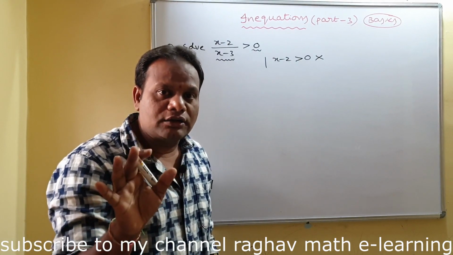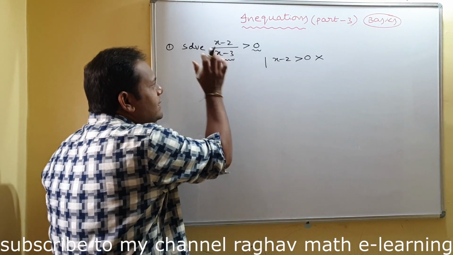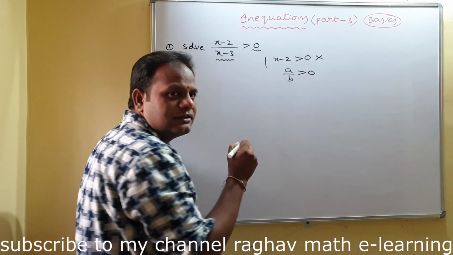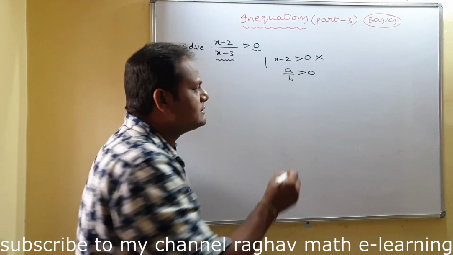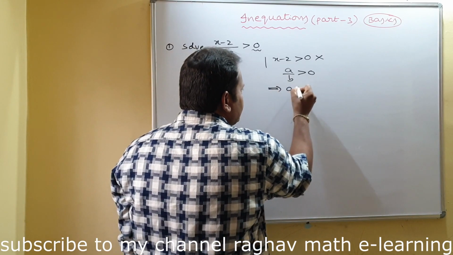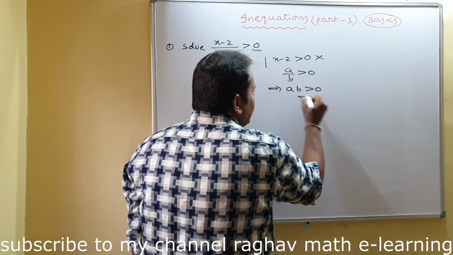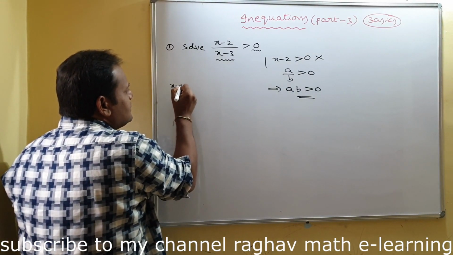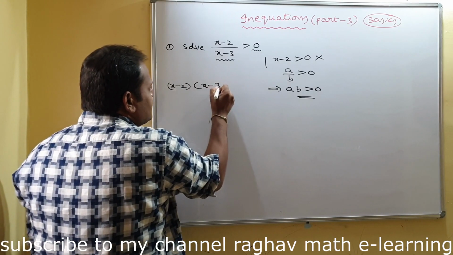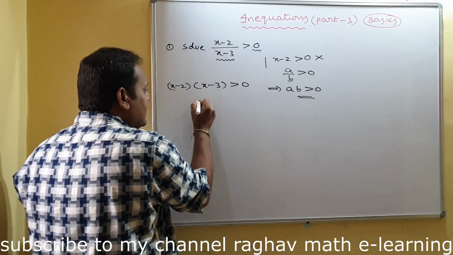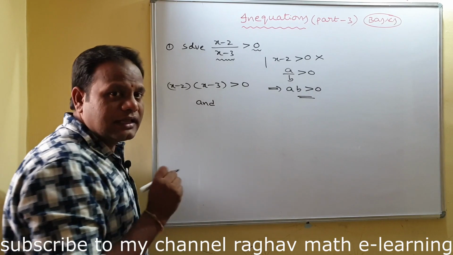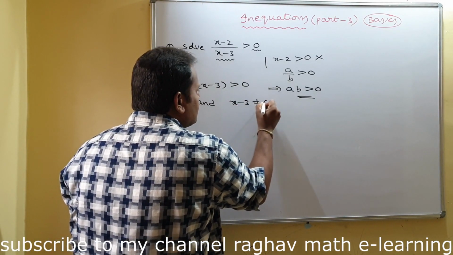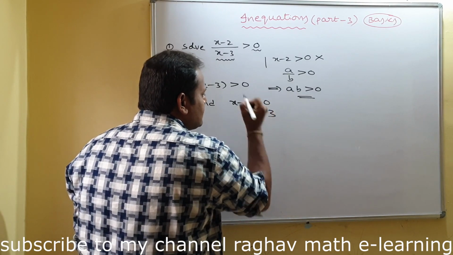That is wrong. Now it is in the style of a by b greater than 0. So if it is a by b greater than 0, simply you can take a into b greater than 0. So you can write it as x minus 2 into x minus 3 greater than 0. And I told you that the denominator must not be equal to 0. So x minus 3 not equal to 0, that is, x not equal to 3.